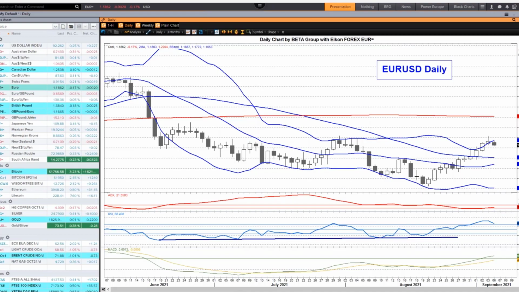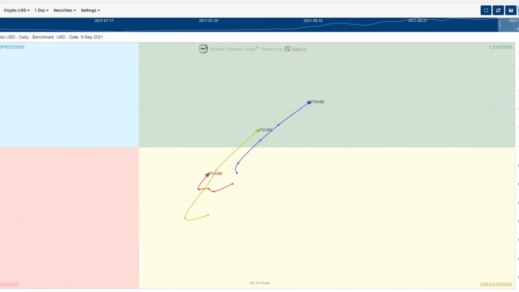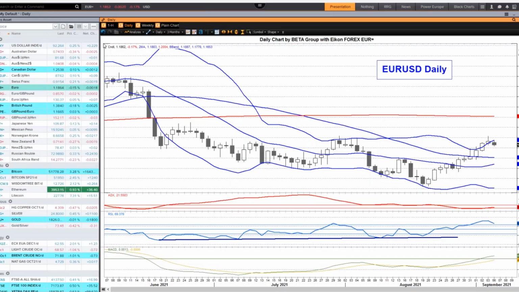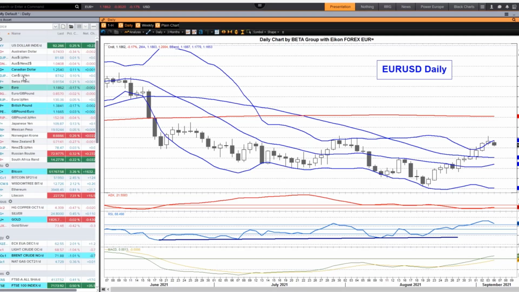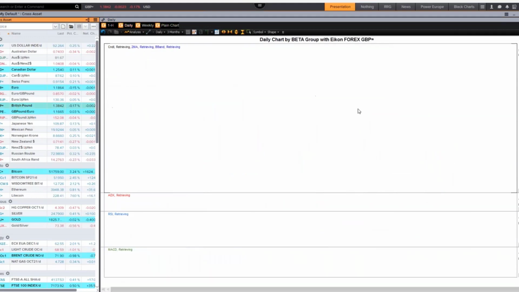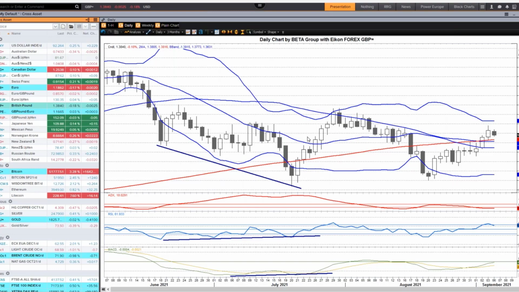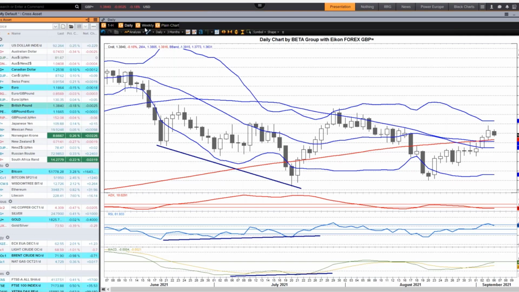But you remember where it was in the RRG? The euro was right down here. We've got things much further over on the right of it. Let's look at the pound next, sterling next. This was further to the left of it, so not as strong. And there's the chart of not as strong, isn't it? It's steady, but it's not as strong.